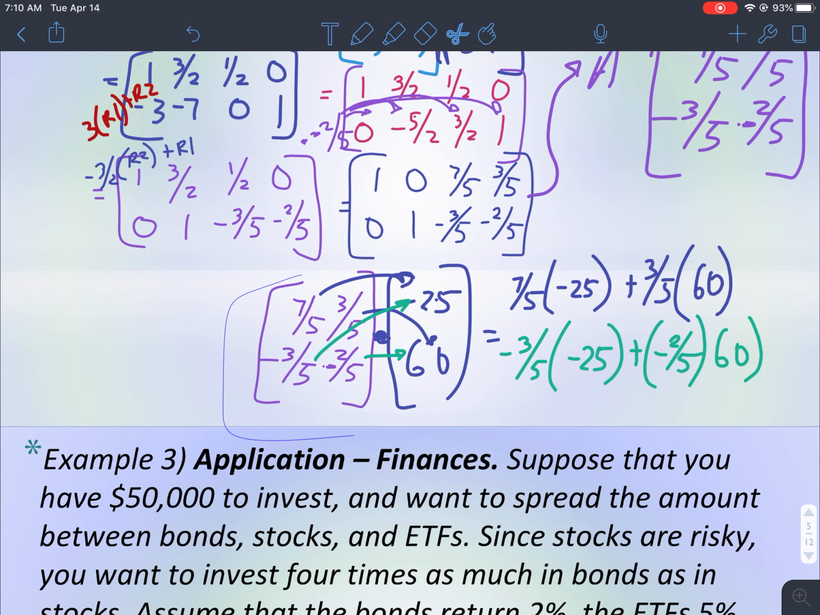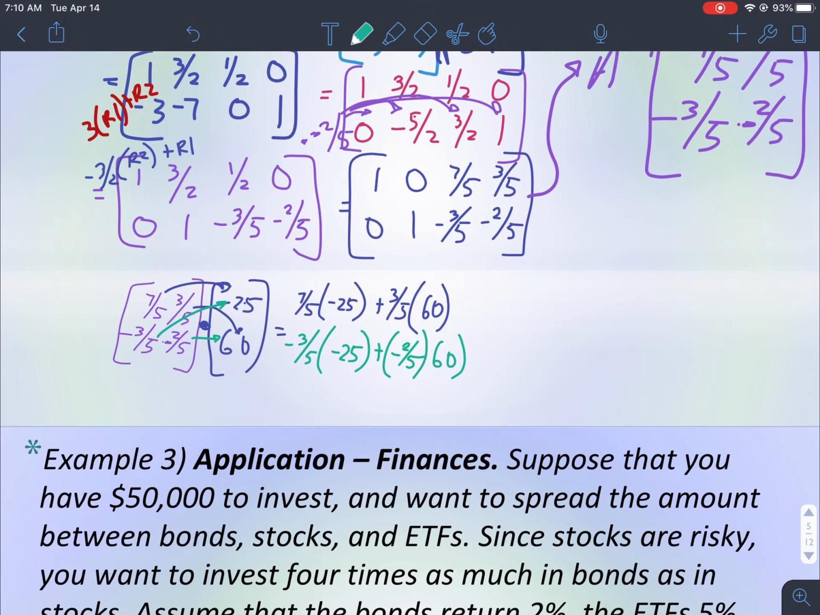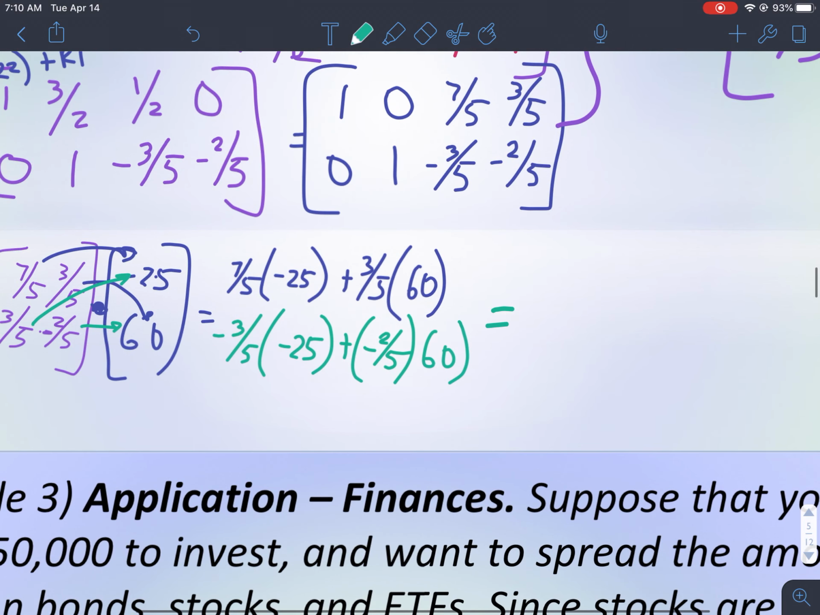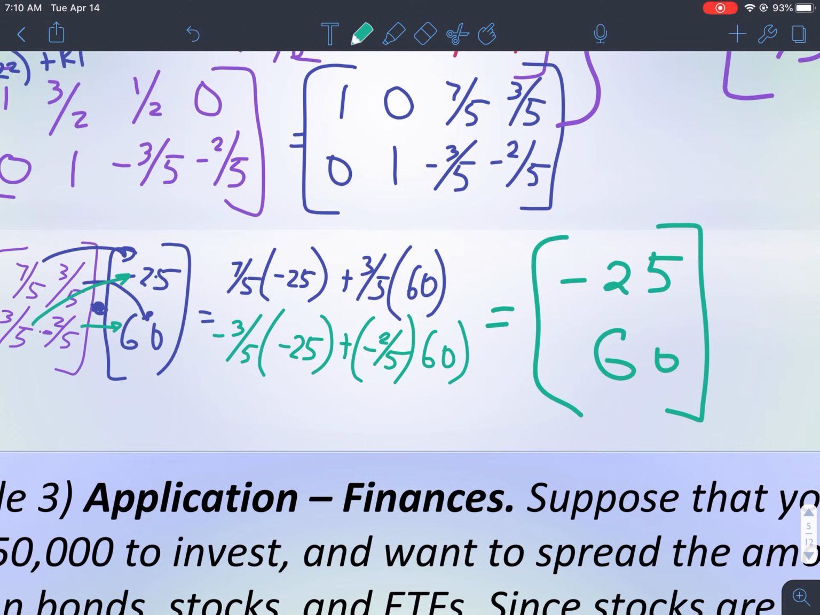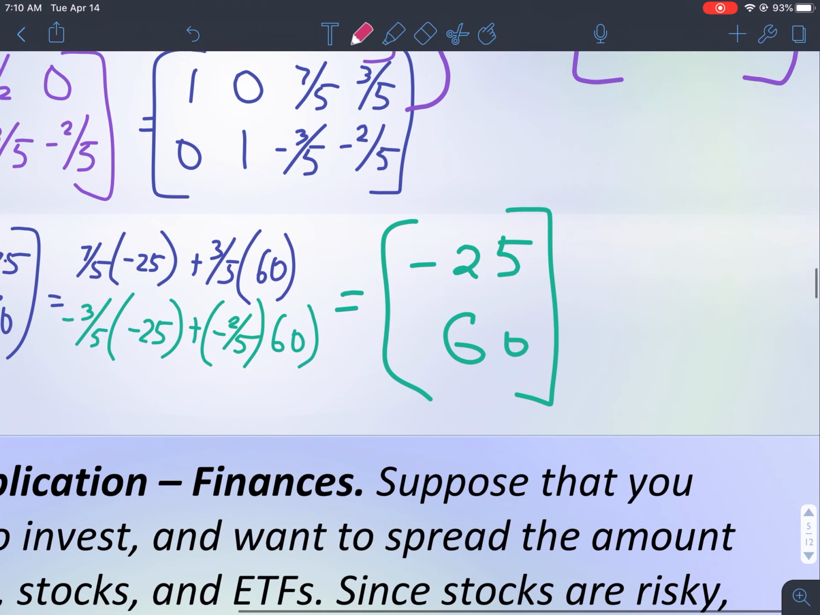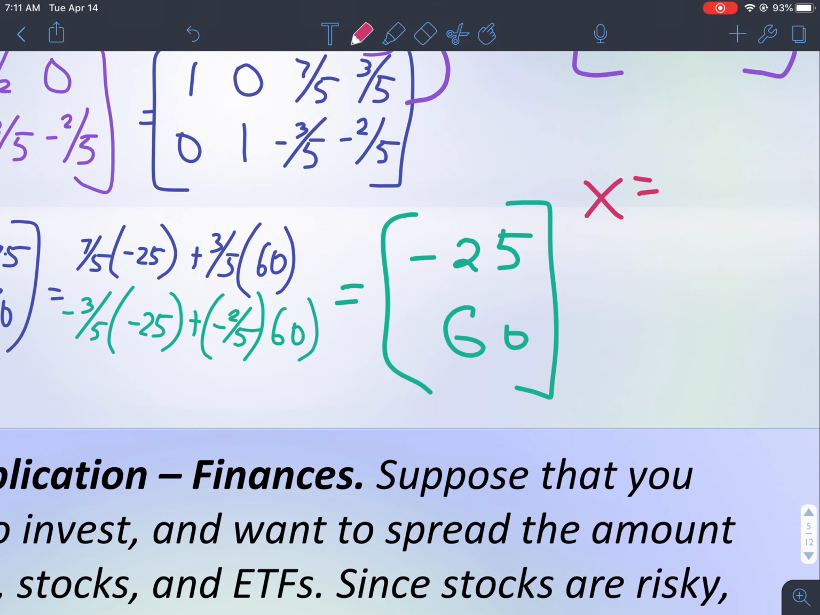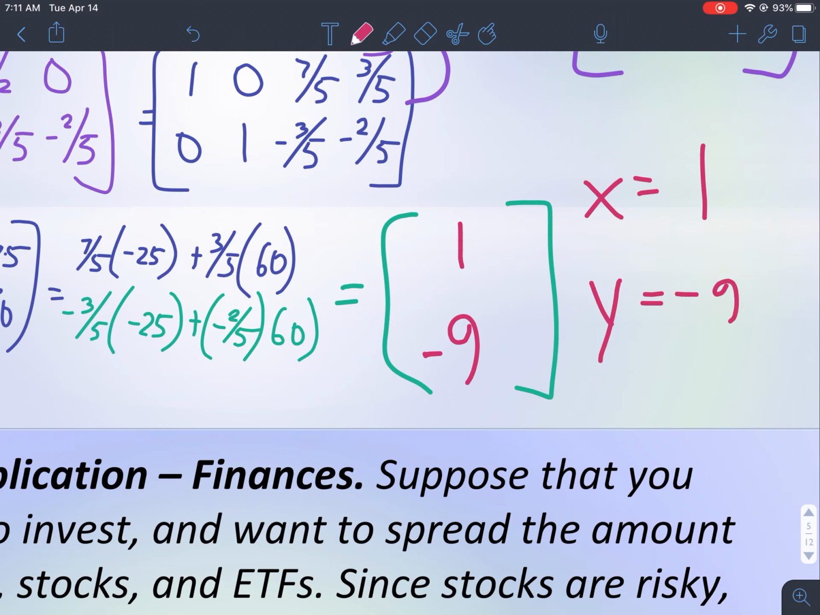Once we put that together, that should give us a matrix that is -25, +60, which tells us that X is equal to, not -25 and 60. We put all those together, we should get 1 and -9. That makes a lot more sense. So x is 1, and y is -9.